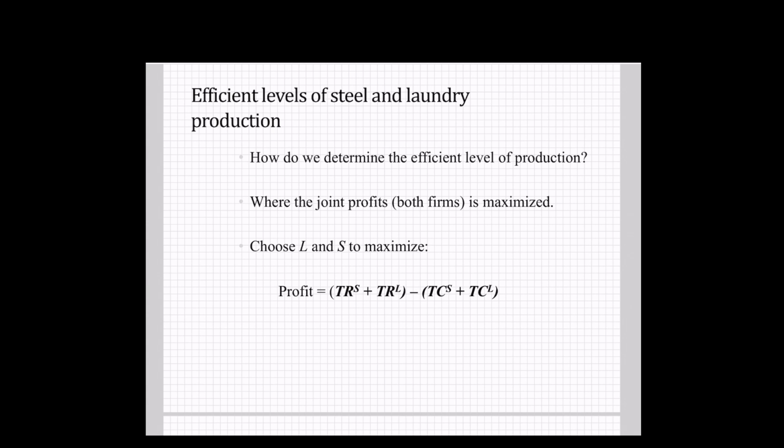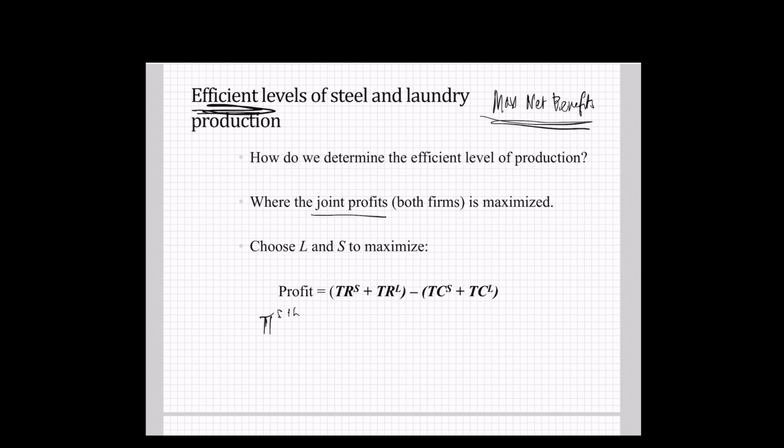Let's look at it. So the efficient level of steel and laundry production. Efficiency, right, is maximizing net benefits. In this case, it's profits, right? We've just simplified everything. That it's just profits, right? So maximizing the profits of both firms. So we've got our joint profits, and we're going to choose L and S to maximize the joint profit function, right? So if I was going to expand on this, it would look like this.